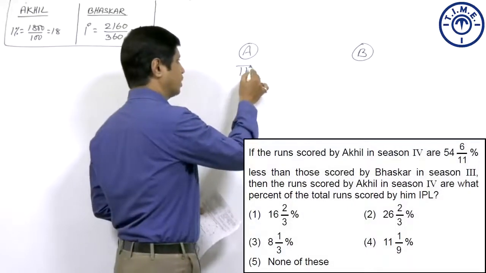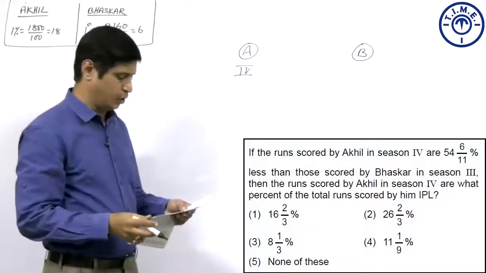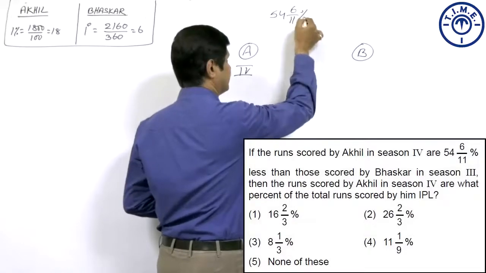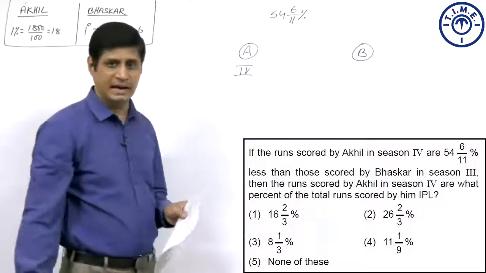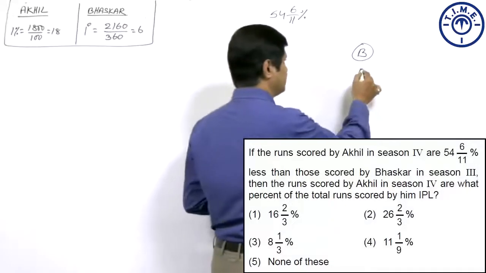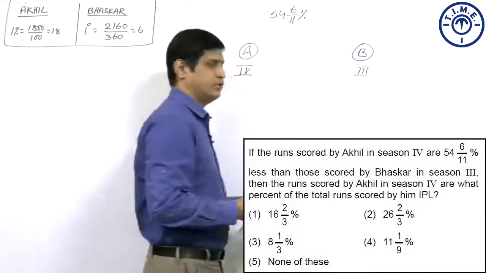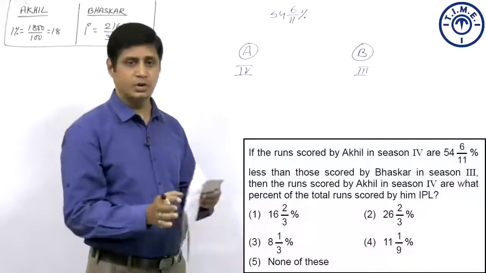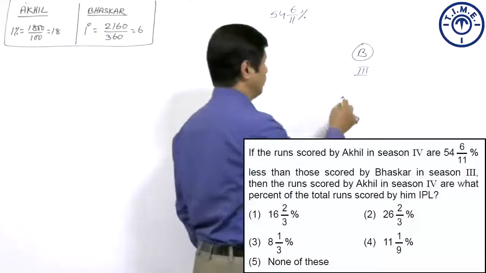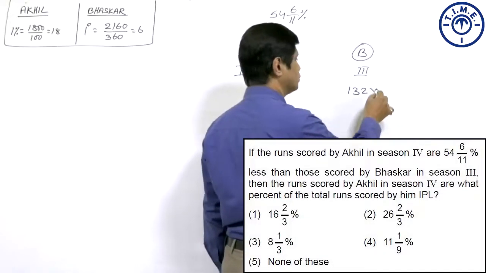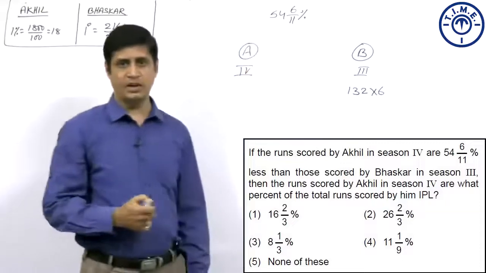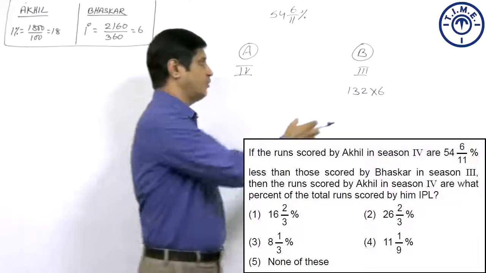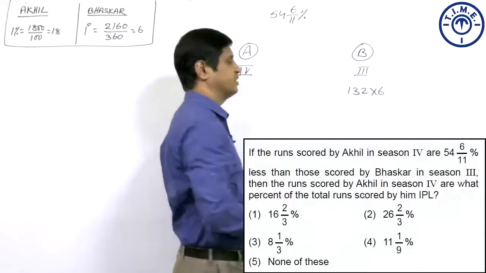In season 4, Akhil's score is 54 6/11% less than the score of Bhaskar in season 3. Now what about the season 3 value of Bhaskar? The value of Bhaskar in season 3 is 132 degrees. 132 degrees means 132 into 6, since 1 degree value of Bhaskar is 6. So 132 into 6 is the value of the runs scored by Bhaskar in season 3.